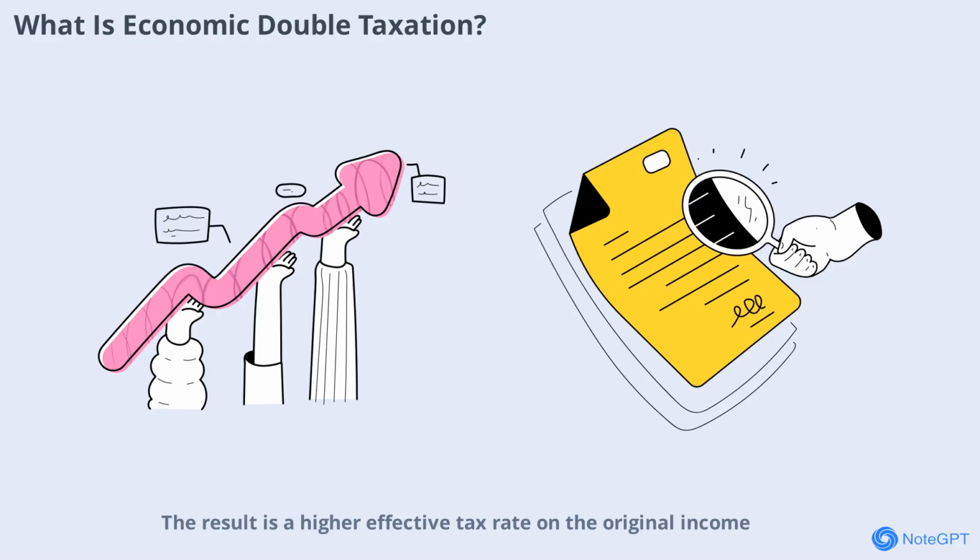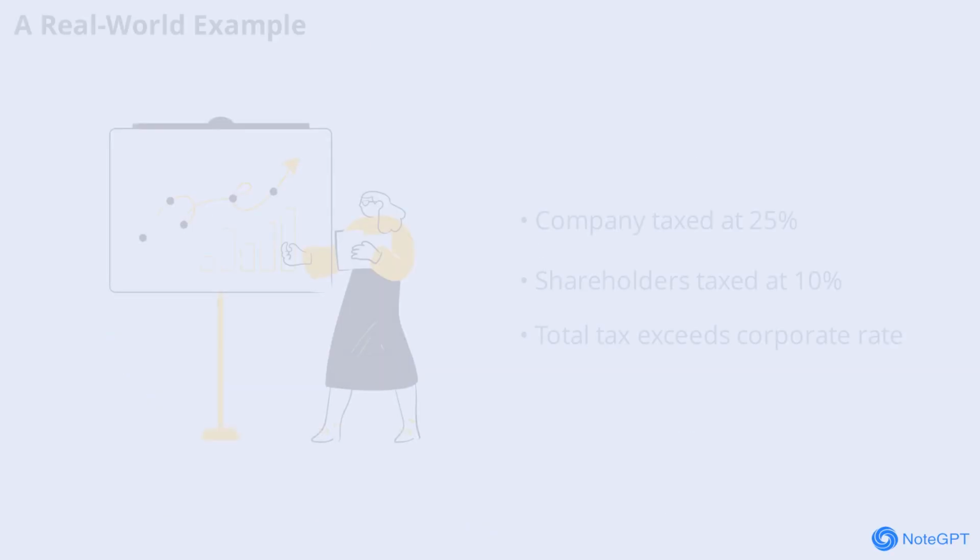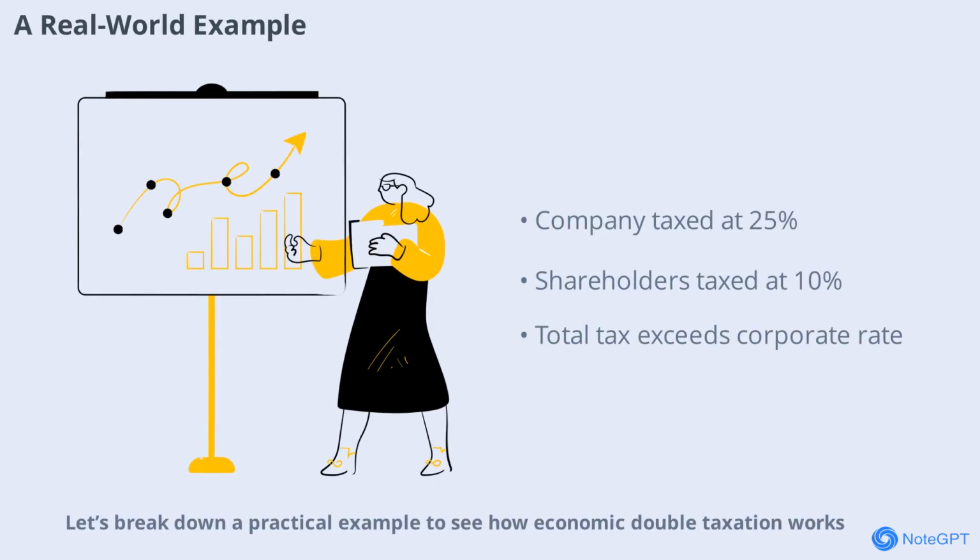This means the same profit is taxed twice, once at the company level and again at the shareholder level. The result is a higher effective tax rate on the original income, which can reduce the returns shareholders ultimately receive. Understanding this concept is crucial for anyone involved in business or investing, as it directly affects how much income is retained after taxes. Let's break down a practical example to see how economic double taxation works.